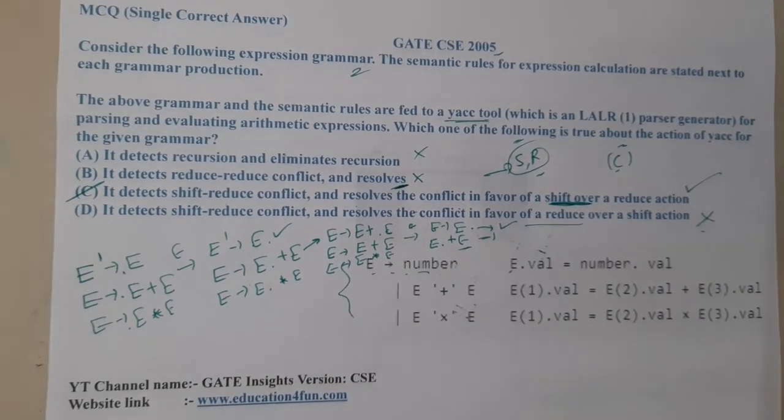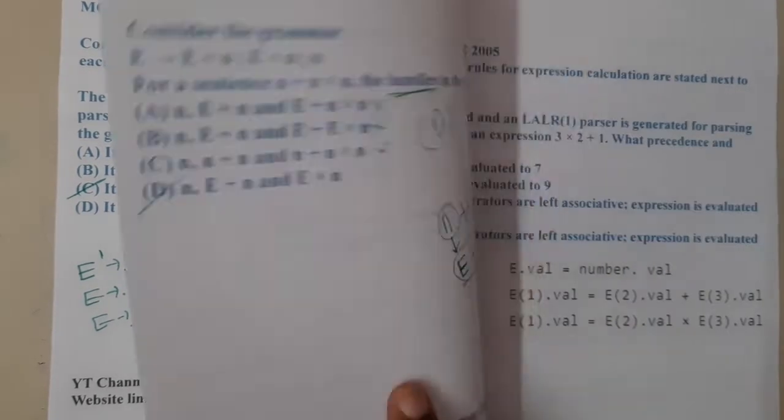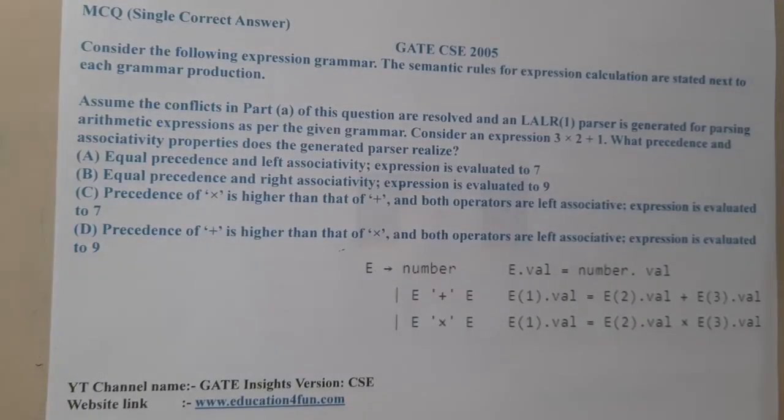I hope everyone got a clear idea with respect to this. This is an easy question. It has a continuation part with respect to this, guys. They are asking, consider the following expression. Assume the conflicts in part A of this question are resolved. They are saying that particular thing has been resolved.